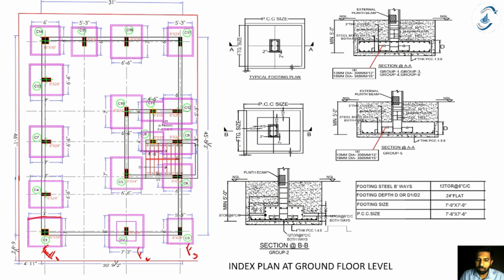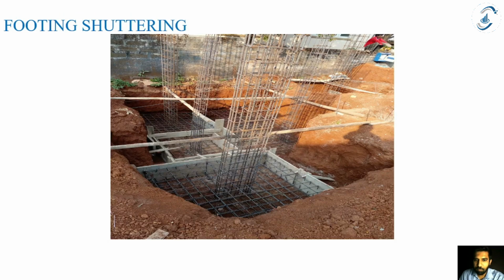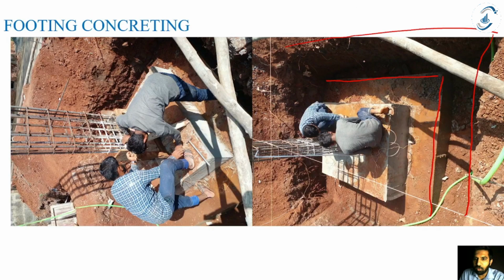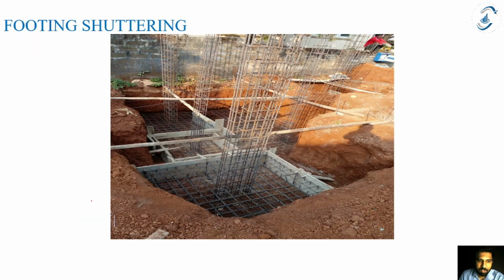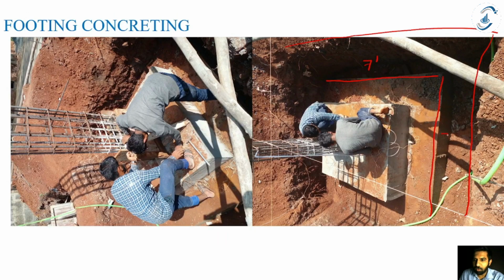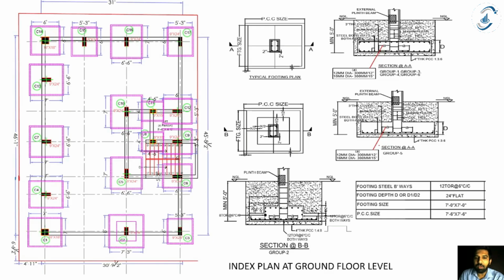It is 7 feet. So this is going to be 7 feet. And what is the width of my foundation? It is 7 feet again. So this is also going to be 7 feet. And what is going to be the thickness of my C1 foundation? So here it is given, the foundation size is 7 feet by 7 feet.